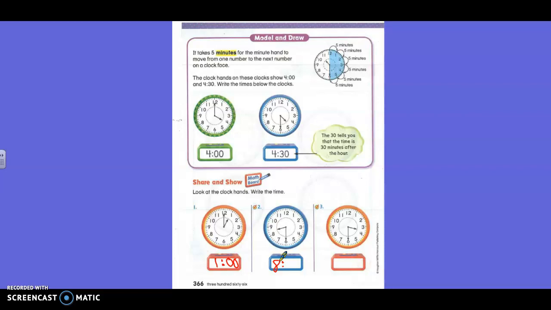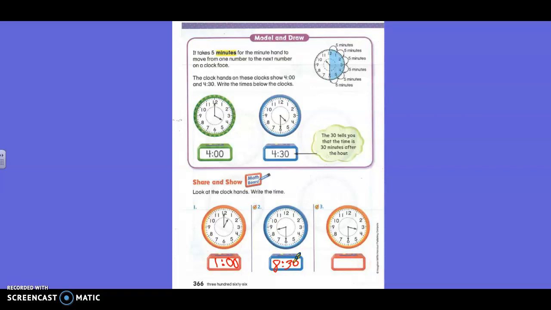What's the big hand, which is the minute hand? What's the big hand pointing to? Okay, but instead of saying 6, we're counting by 5. So getting all the way down to the 6, what number, what minute would it be? 30. 8:30. Very good. Does that make sense? Yeah. Okay, now let's do the next one.